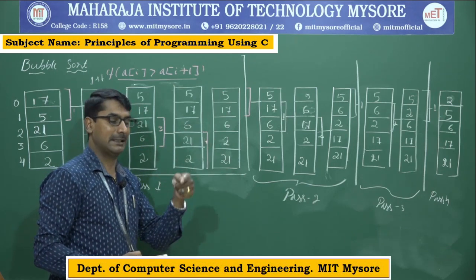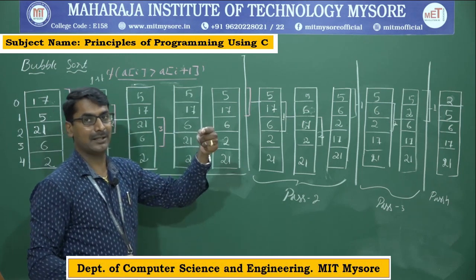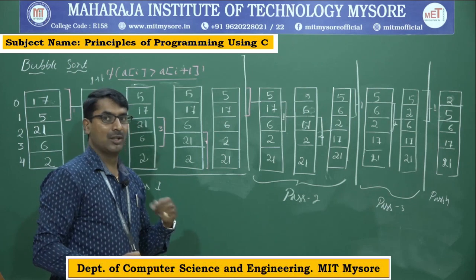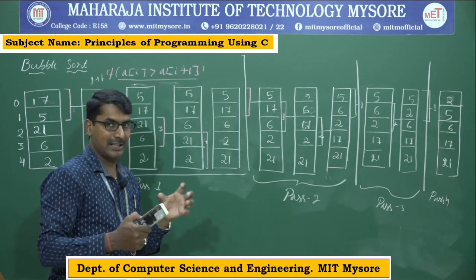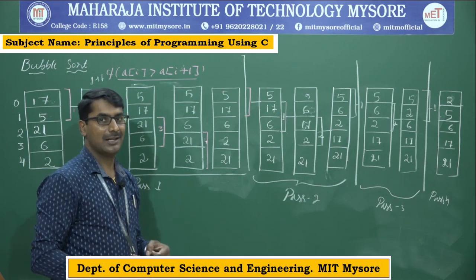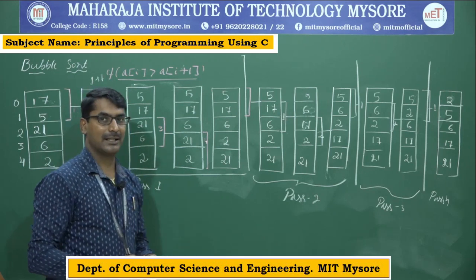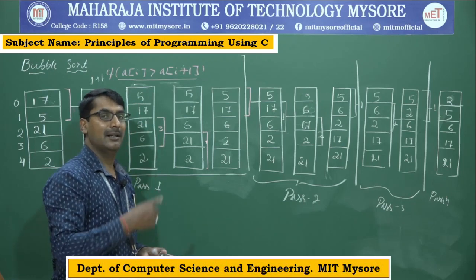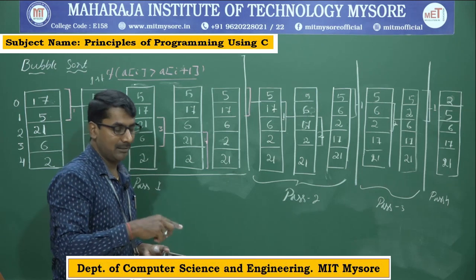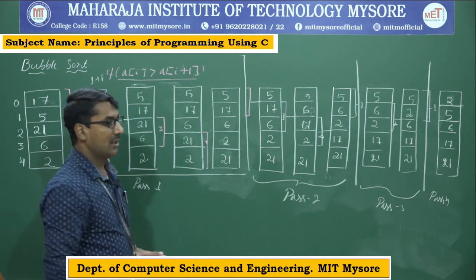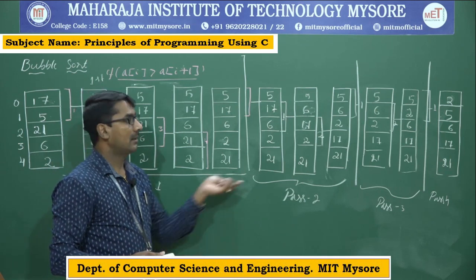So first iteration the largest element, second iteration the second largest element, then the third largest element, then the fourth largest element. Like water bubbles, the highest size bubble will move to the top. Okay, that is the concept of the bubble sort technique. It's a very simple sorting technique. In this technique, the elements will be compared based on their values, and the values will be exchanged. Okay, that is about the bubble sort example.